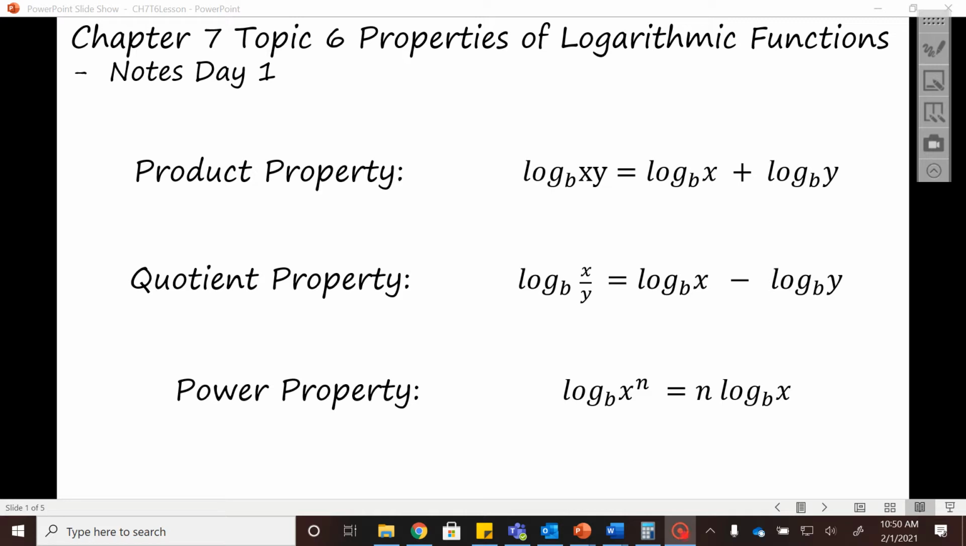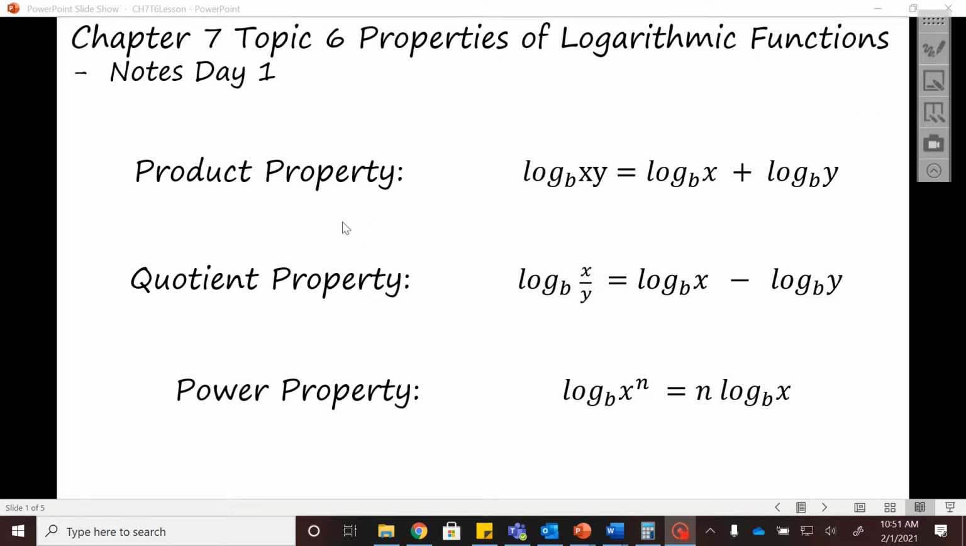Right. Today we're going to be looking at the properties of logarithms. This is Chapter 7, Topic 6. There are three properties that we'll be using, and these will allow us to solve logarithmic equations.